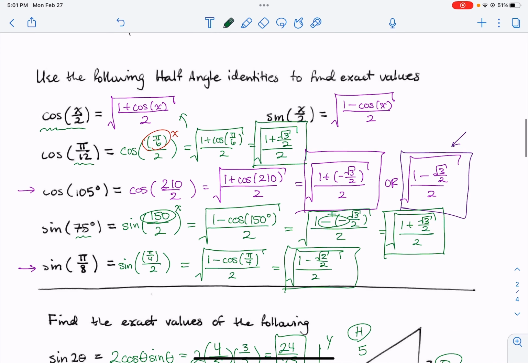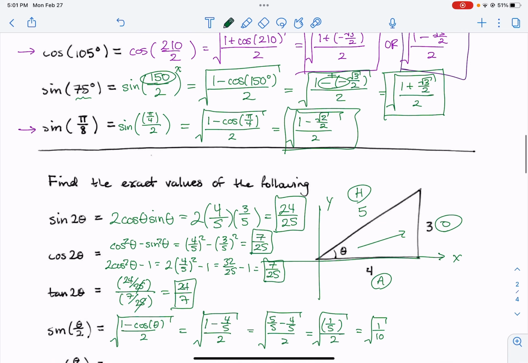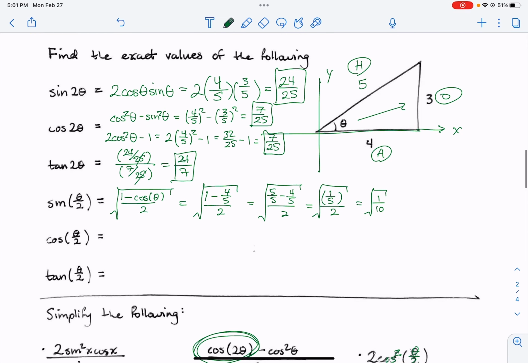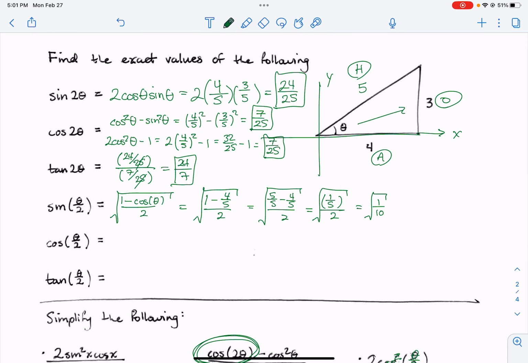All right. So expect to see a decent amount of exact value problems, right? That's one of the main types of problems I can ask you. Other than simplification problems or verifying problems, this is one of the big ones. And then here we have problems about more exact values, but based on an actual triangle. So you don't have the angle to work with. All you have is this triangle. And so it looks like we've done sine of 2 theta, cosine of 2 theta, tangent of 2 theta. And we're just now getting into the half angle stuff.